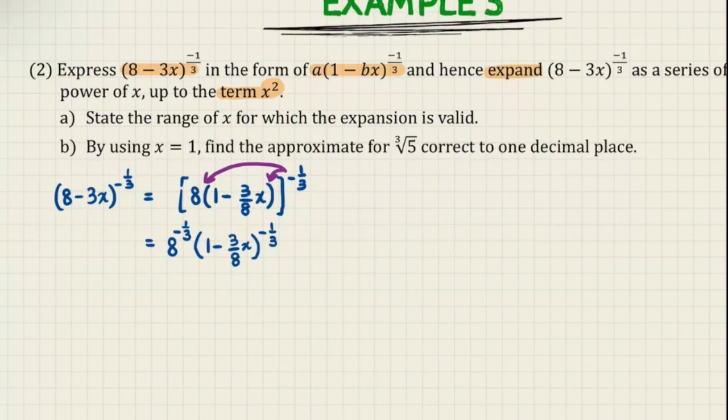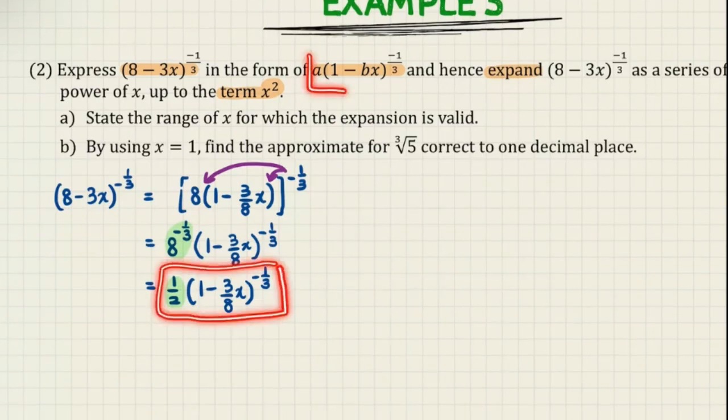Okay, so 8 kuasa negatif 1 per 3. So kalau saya guna calculator directly, saya terus dapat jawapan 1 over 2. Okay, so 8 ini dia akan bersamaan dengan 1 per 2. Dan dalam bracket ini salin sahajalah 1 tolak 3 per 8x to the power of negative 1 over 3. Okay, so kalau kamu nampak ini sudah dalam bentuk ini. A(1 tolak bx) kuasa negatif 1 per 3. Okay, so far okay.